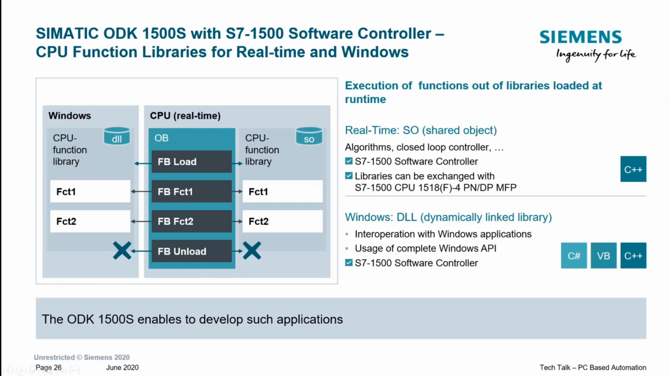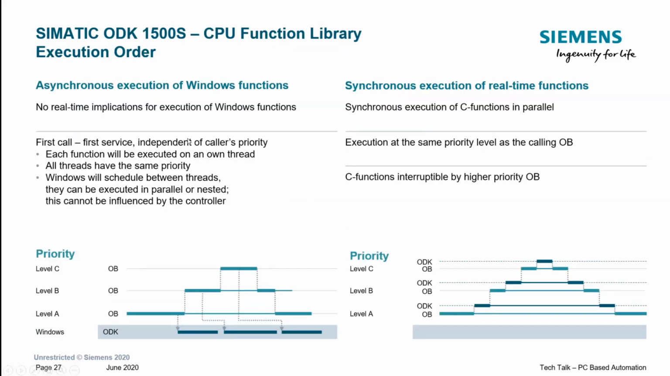So if we have a look at how this execution happens, we've got this slide split down the middle. On the left-hand side, this is how these ODK functions are executed in Windows. And on the right-hand side, we have how these ODK functions are executed in the software controller VM. The big difference is whether it's synchronous or asynchronous. The Windows ones are completely asynchronous.